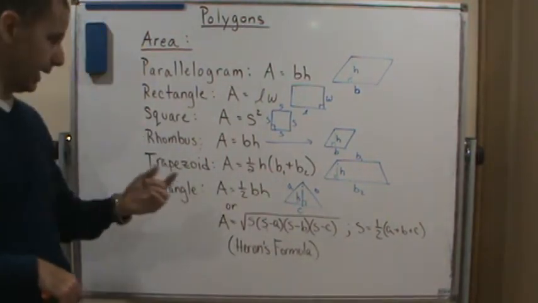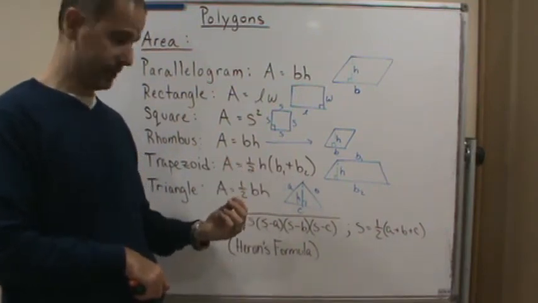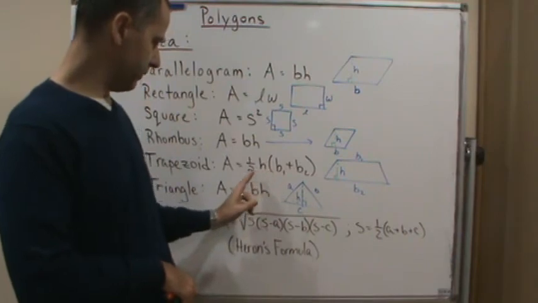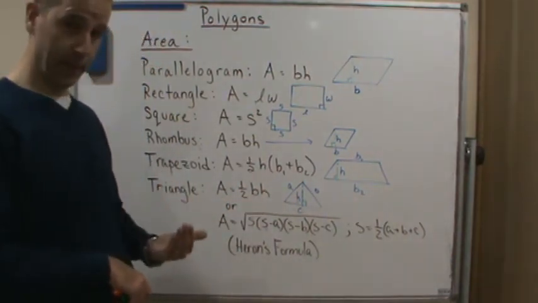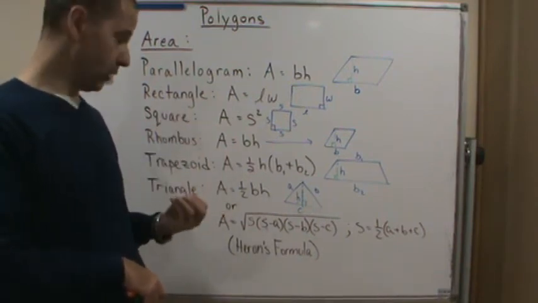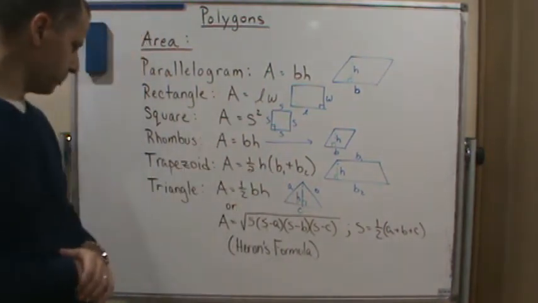Or another way of looking at it, it's the average of the bases, the average length of the bases times the height. Because you could take the sum of the bases divided by 2, and that's the average of the bases, the length of the bases. So that's another way of looking at the area of a trapezoid. It's the average of the bases times the height.